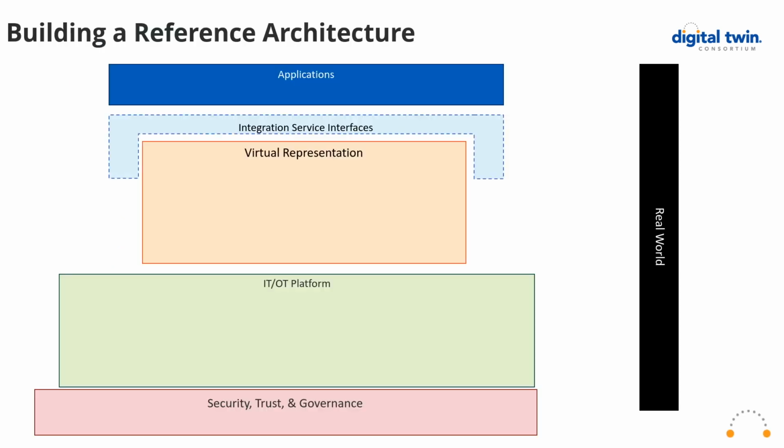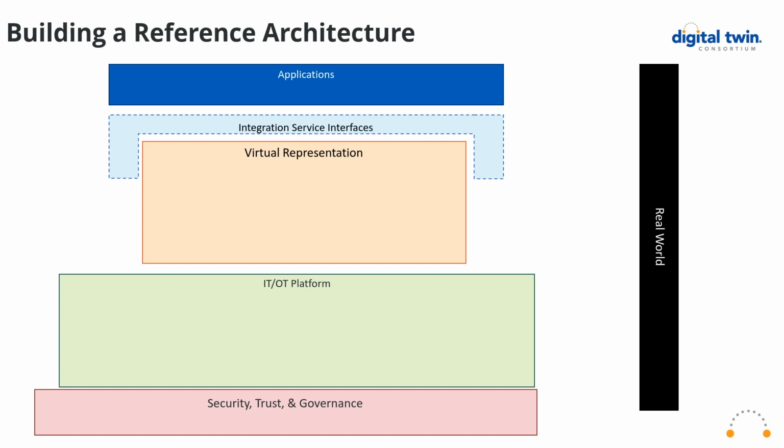So let's expand on that funnel, that simple diagram with those 4 layers, where we have applications at the top, we have those service interfaces, then we have virtual representation. It runs on IT/OT platforms. We can expand this into these layers. So again, we have applications sitting at the top with integration service interfaces, with the virtual representation, IT/OT platform.